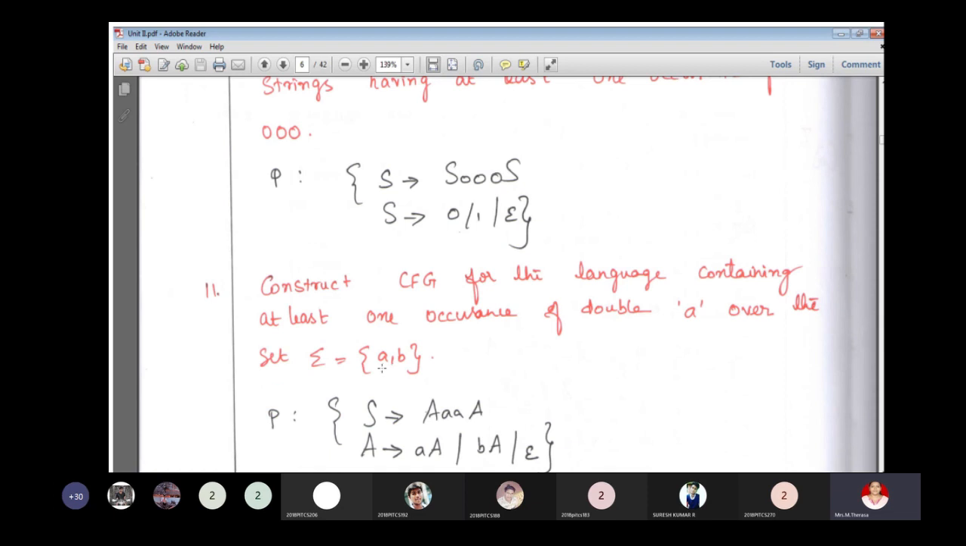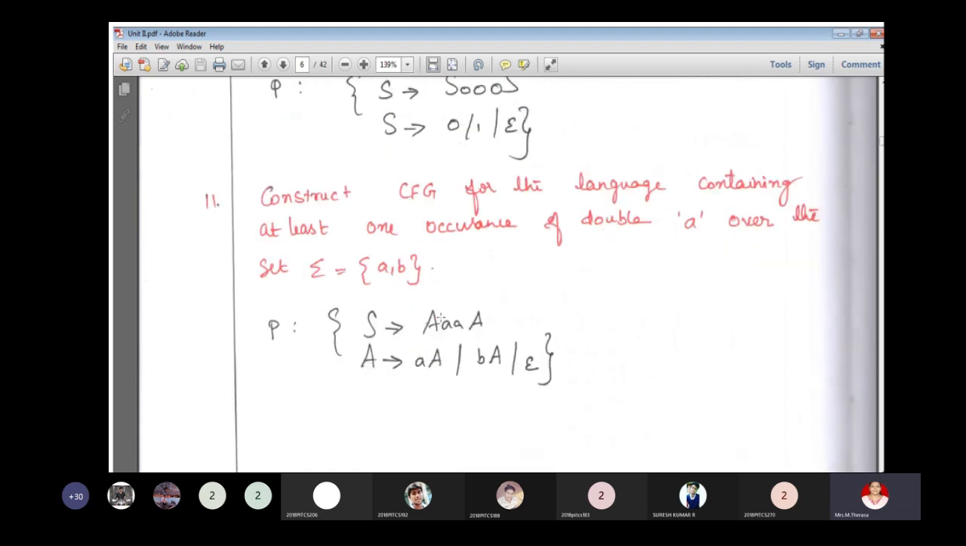Next, construct a context-free grammar for the language containing at least one occurrence of WA over the set A comma B. So in between you may have WA, and before and after you may have capital A. This capital A may be any strings of A's and B's. Very simple. S tends to capital A, small a, and capital A again. How can we represent any strings of A's and B's? Capital A tends to small a capital A, small b capital A, or epsilon. Or you can also write capital A small a, or capital A small b, or epsilon. That is also correct.